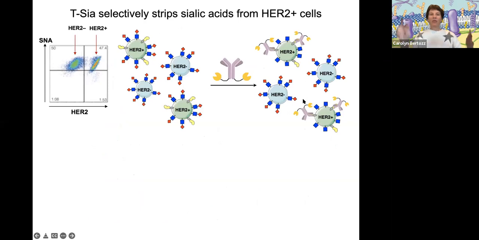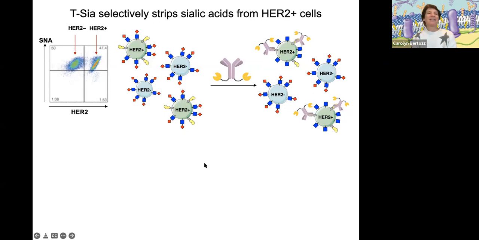So we call this molecule T-Sia for trastuzumab sialidase. And we had engineered this molecule with the hope that it would selectively remove sialic acids from HER2 positive cells, which would be breast cancer cells, without removing the sialic acids from HER2 negative cells, which would be other healthy cells in the body. And it's important that we're not stripping sialic acids off of healthy cells, because that would potentiate autoimmunity against our healthy tissues. We don't want that. We want to strip the sialic acids off of just the cancer cells to render them susceptible to killing by immune cells.